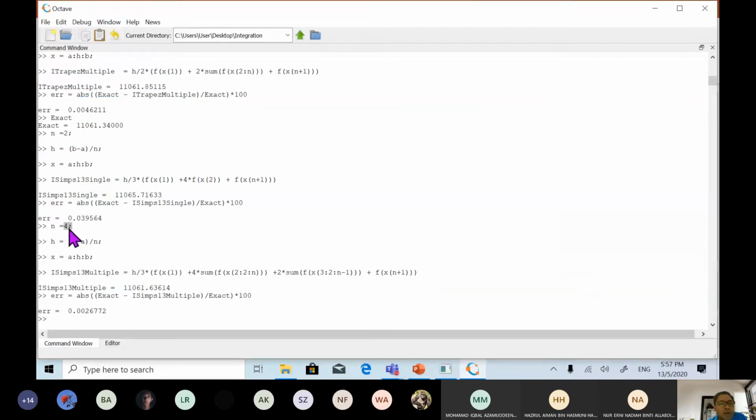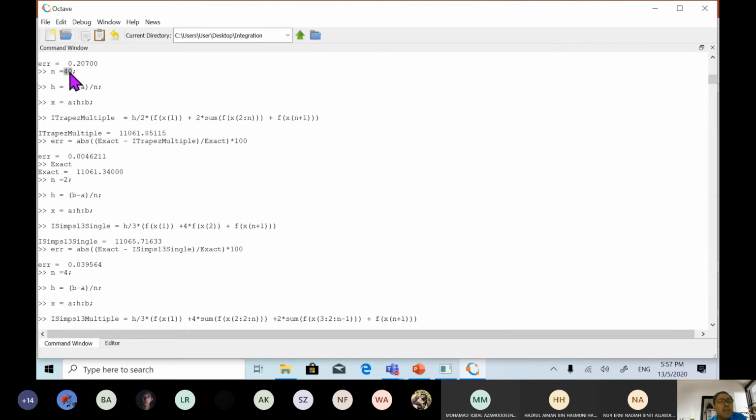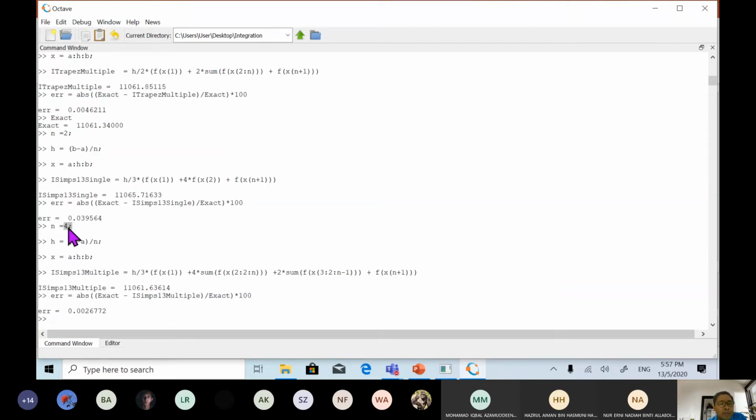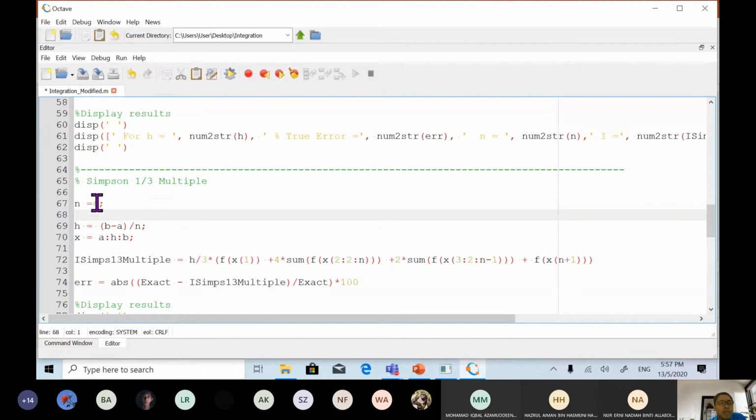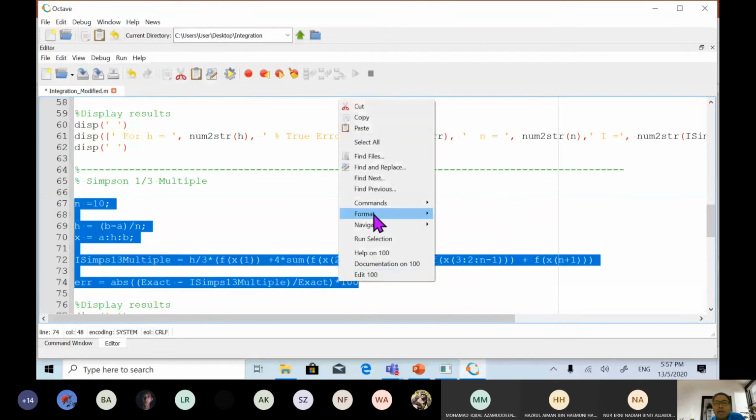So by just using 4, you get a very small error. This error is almost the same as the trapezoidal rule, but there you need a very large value of n, 40. But here you need only 4, very small divisions, and you achieve a very small error, and the area is quite similar to the exact. So maybe if you want to improve, I will use another multiple of 2. Let's say this to be 10. Let's see what the output is.